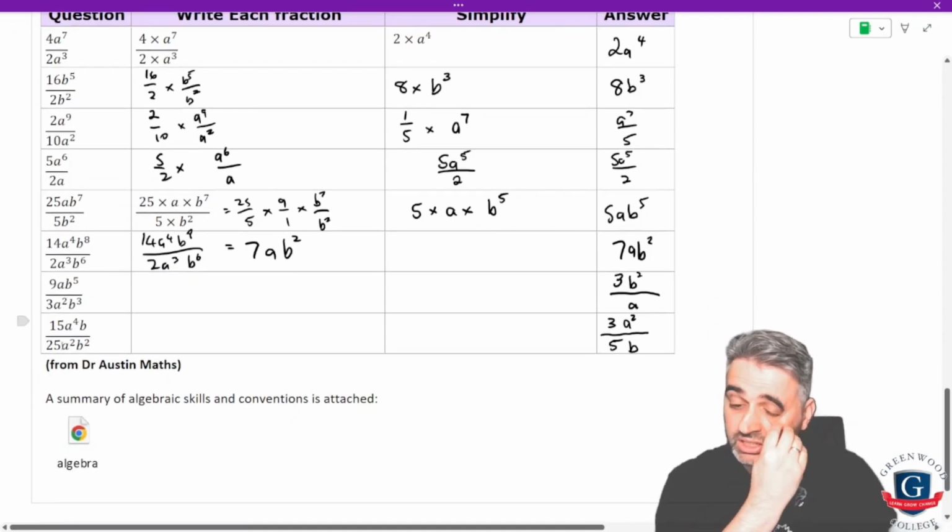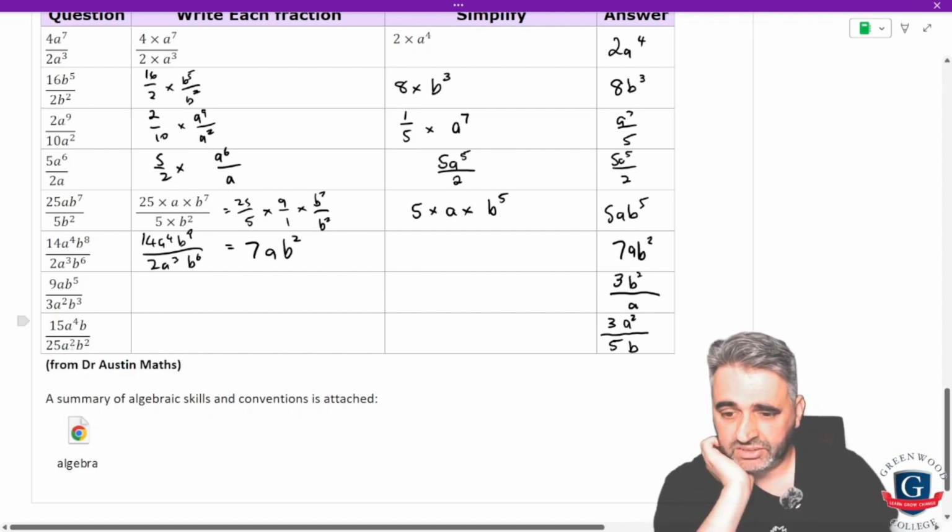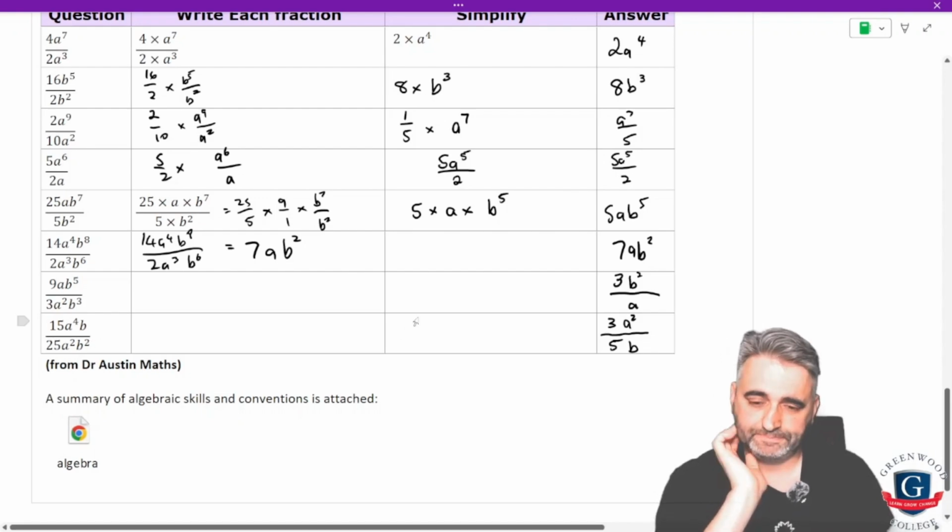15 on 25, highest common factor is 5, will have a 3 on the top and a 5 on the bottom. a to the 4 on a to the 2 will have an a squared on the top, b on b squared will have a b on the bottom, so that'll be 3a squared on 5b. And there we go.